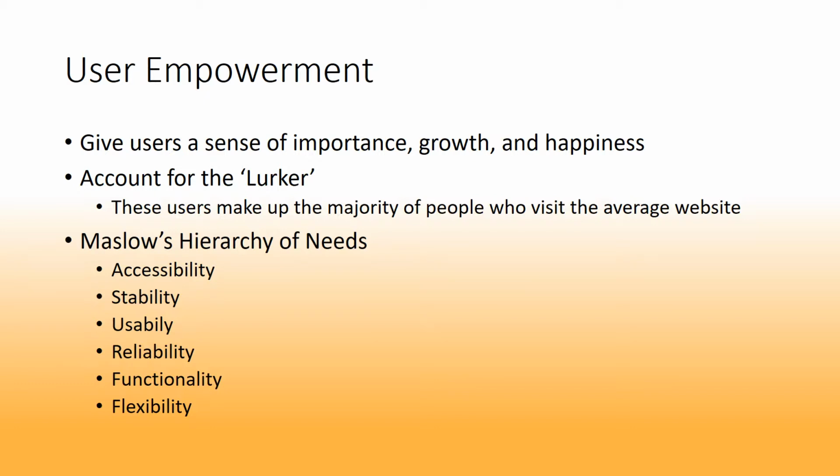Account for the lurker, which are users who surf Facebook, for instance, but never make posts. These users make up the majority of people who visit the average website. They come to the website, they look at it, they read all the information, but they just don't interact with the website. Maslow's hierarchy of needs. So if you account for these, you can make your user feel better when they're finished interacting with your product. Accessibility, stability, usability, reliability, functionality, and flexibility.